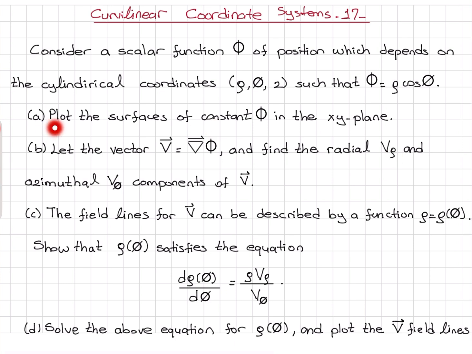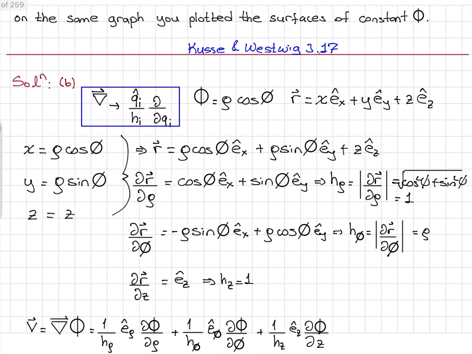Now part A asks us to plot the surfaces of constant phi in the xy plane. I will do that in the end. Part C: the field lines for V can be described by a function rho of phi. Show that rho of phi satisfies the equation d rho of phi d phi is rho v rho divided by v phi, and solve the above equation for rho of phi and plot the field lines on the same graph you plotted the surfaces of constant phi.